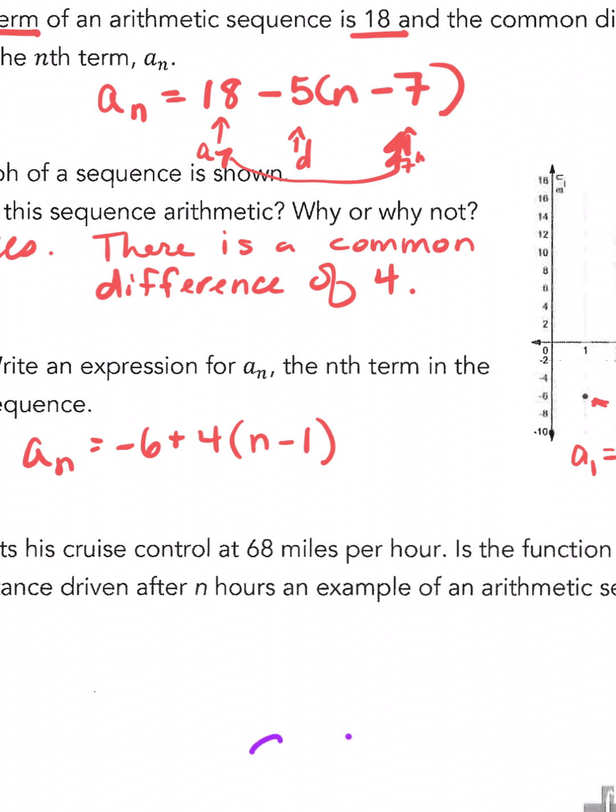Mario set his cruise control to 68 miles per hour. Is the function that represents his total distance driven after n hours an example of an arithmetic sequence? Why or why not? Yes, because the distance is increasing at a constant rate because he's constantly going 68 miles per hour. Okay. So does it have a common difference after 1 hour?